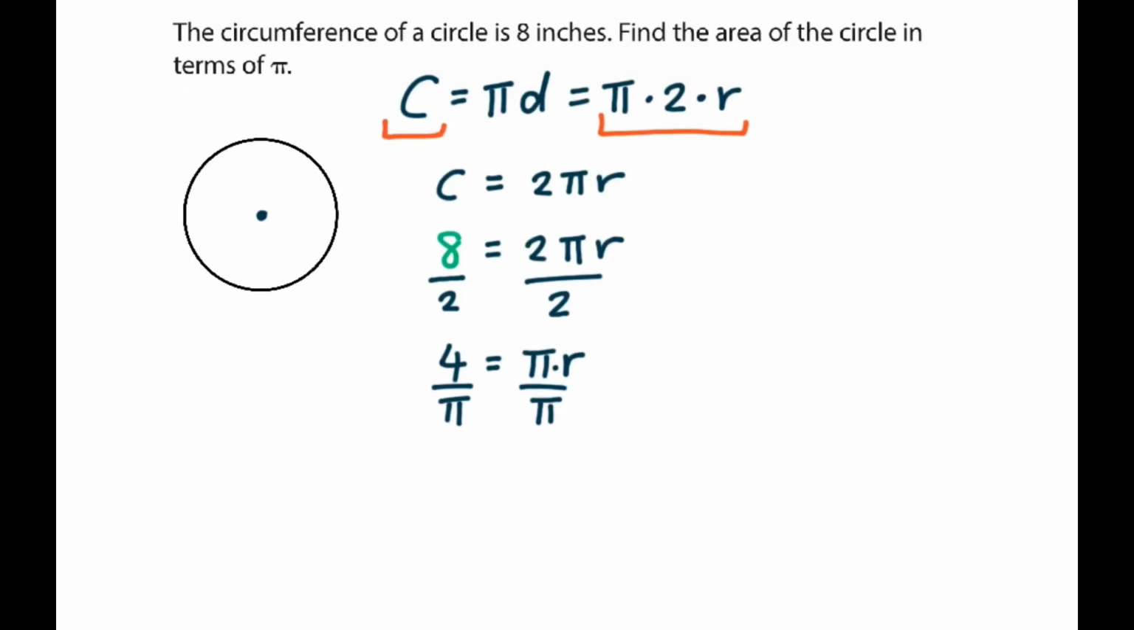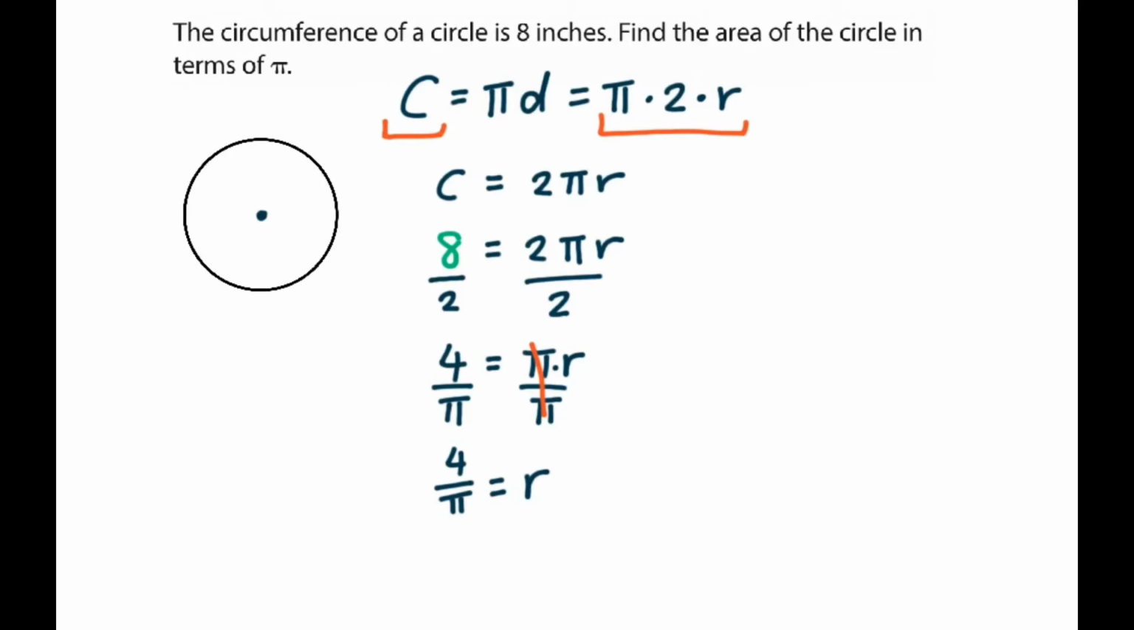Remember, pi is a number, it's not a variable. By doing that, we can cancel out the pi, because pi divided by pi equals 1. So r equals 4 over pi.